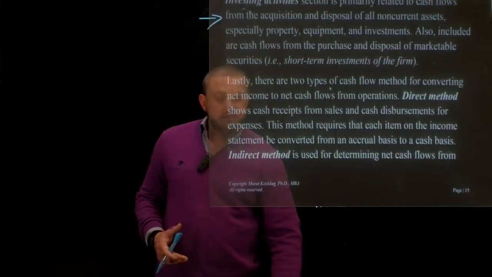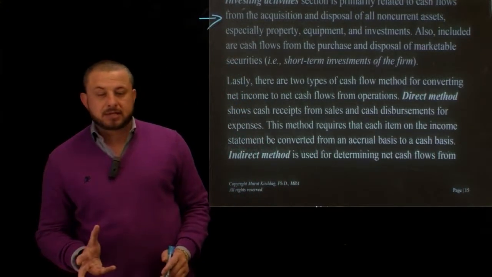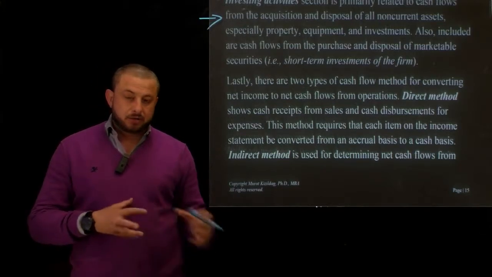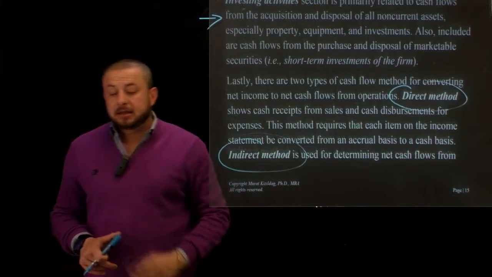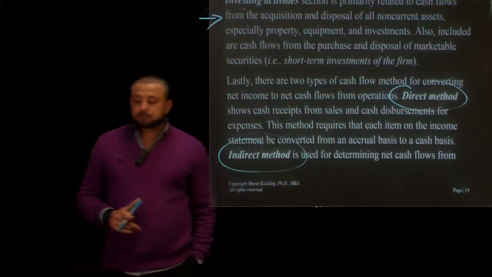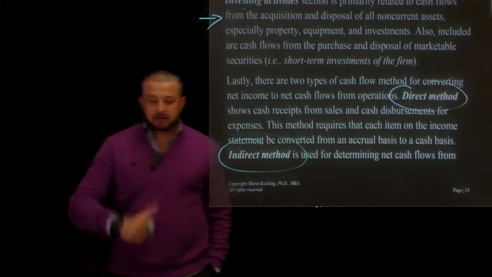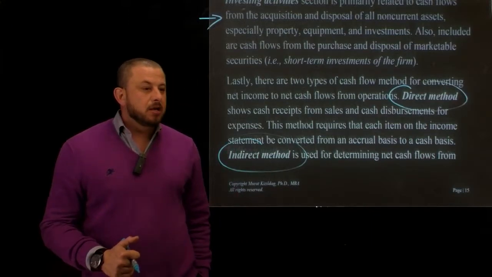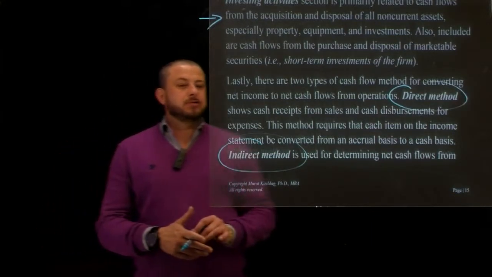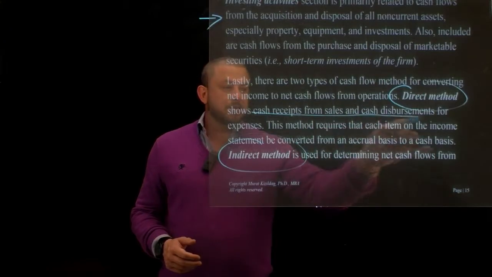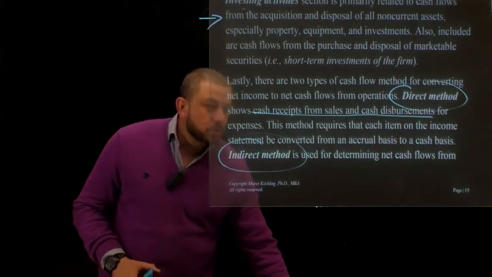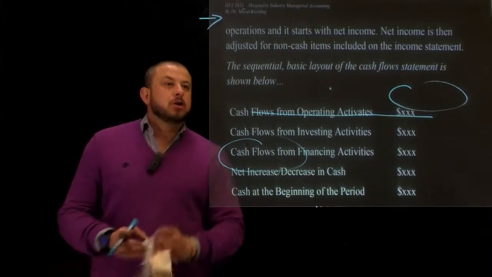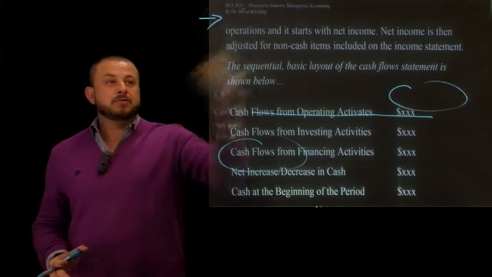There are two different methods to calculate the cash flow statement, because we are going to calculate cash on hand for the current year: the direct method and the indirect method. It does produce different numbers, okay? For example, the direct method shows the cash receipts from the sales and cash disbursements from the expenses, but the indirect method is used in determining net cash flows from the operations, and it starts with net income.